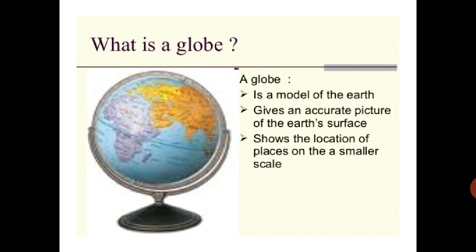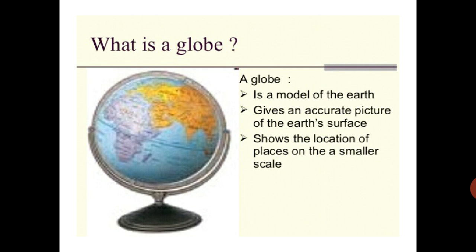It gives an accurate picture of the earth's surface. See, this globe gives an accurate picture of the earth's surface, where the place is, where you can see the sea, where the continents are, all the things you can see accurately from the globe. It shows the location of the place on a smaller scale. Suppose on the globe you can see India, very small, but the accurate place you can see. You can see where India is, what the shape of India is, where the other places are, all things you can see on the globe.